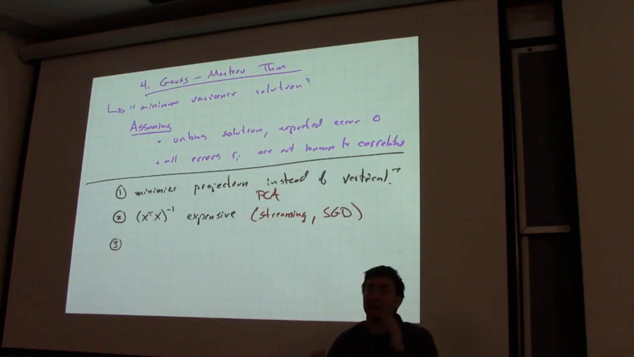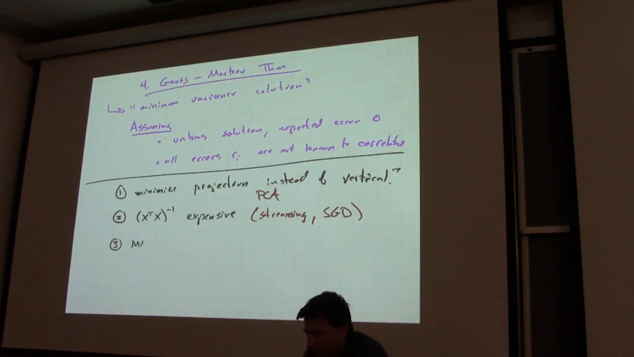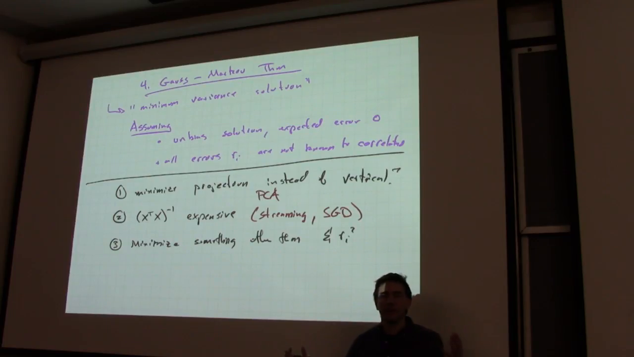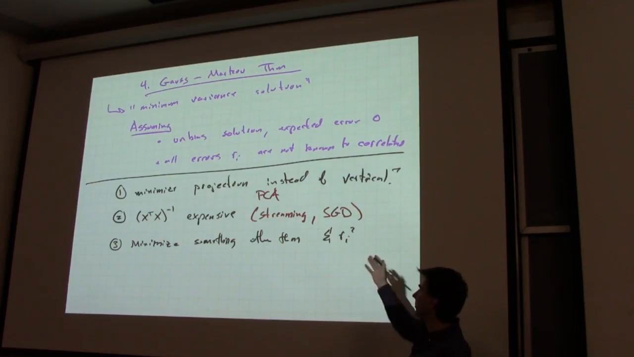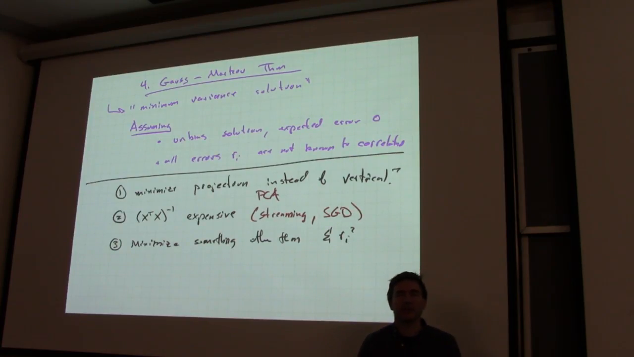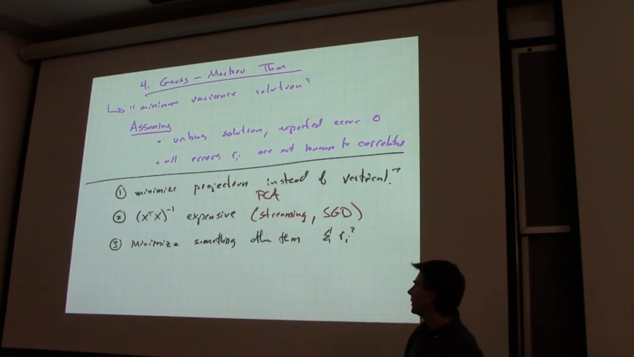The third thing we'll talk about, and I'll just mention this in this lecture, is that I want to do something other than minimizing the sum of the residuals squared. One variant is just minimizing the sum of the residuals. This turns out to be something you can write down and plug into a linear solver.